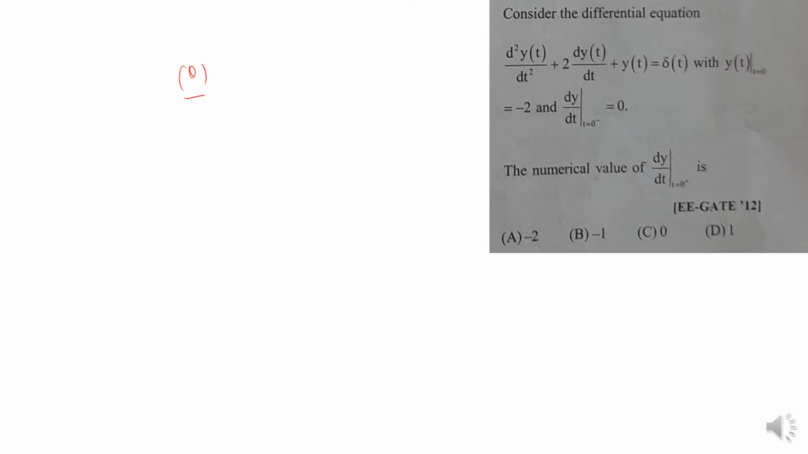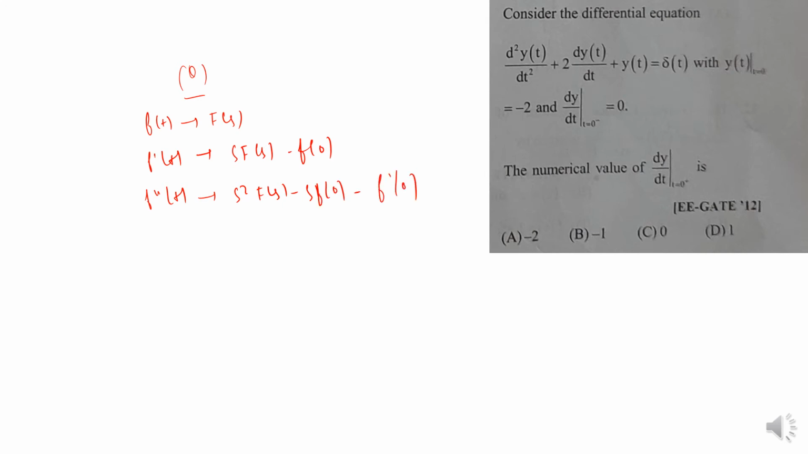Okay, we know if f of t gets transformed to f of s, then f dash of t gets transformed to s into f of s minus f of 0, and f double dash gets transformed to s square into f of s minus s into f of 0 minus f dash of 0. So these are all the basics required for solving this problem. Now let us come to the problem and try to solve it.